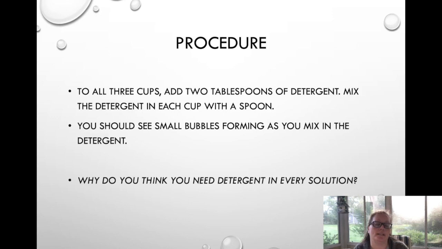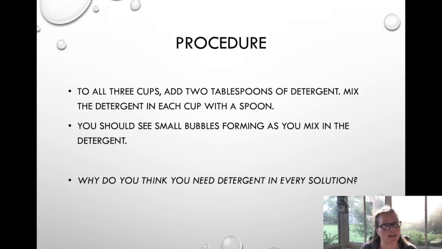Now, when you mix it, you're going to see a little foam up there. That's, of course, because of the soap. So the first thing you should be thinking about is why did you need to add detergent to all of the solutions? Well, there's a couple of reasons. 1, without the detergent, you're not going to be blowing bubbles. And 2, control. When you're doing a proper scientific experiment, you need to know exactly what to expect.